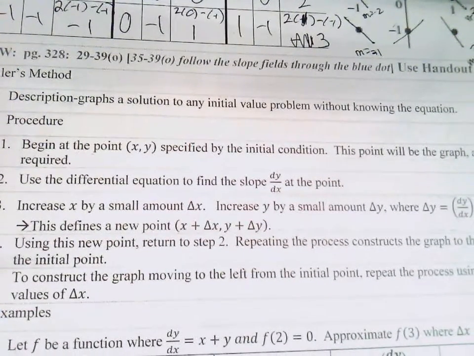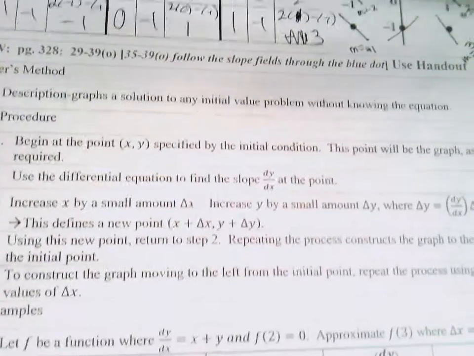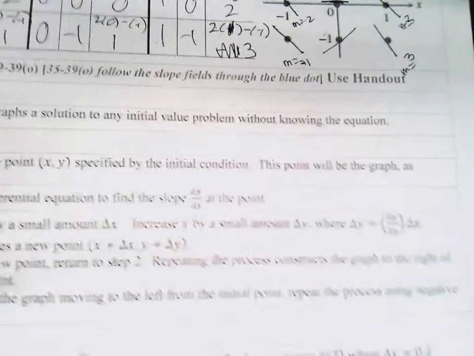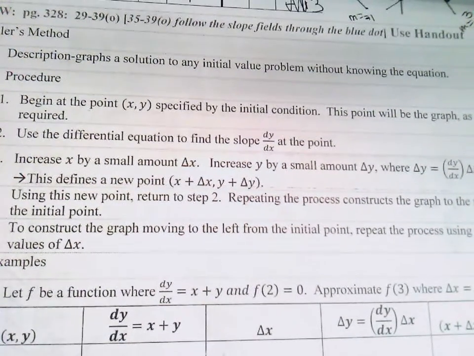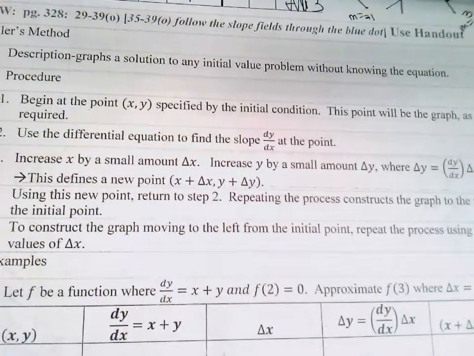To construct the graph moving to the left of the initial point, repeat the process using negative values of change in x. So, return to step 2, and so on. To construct the graph moving to the left from the initial point, repeat the process using negative values of change in x.